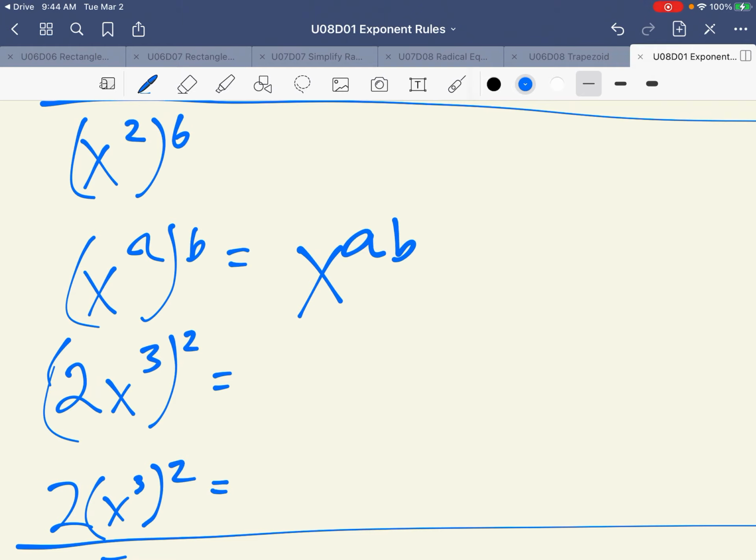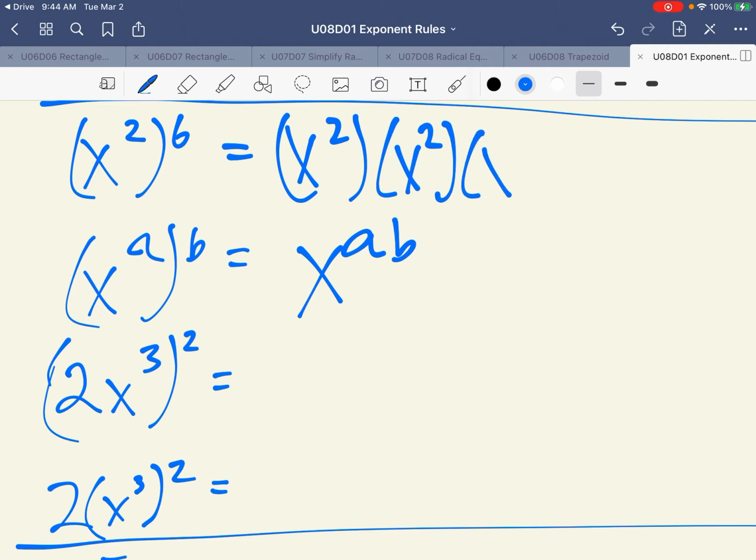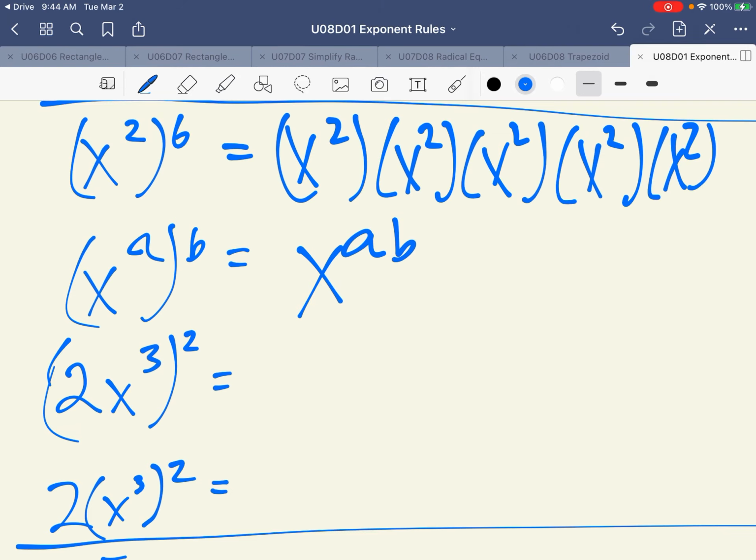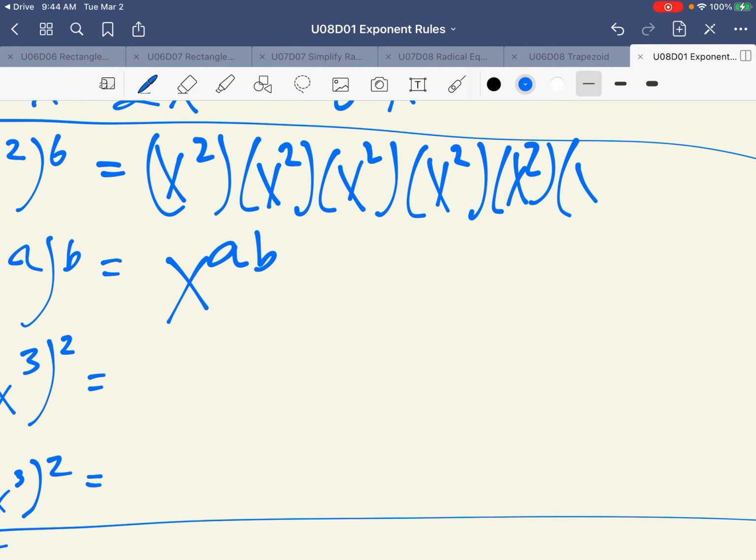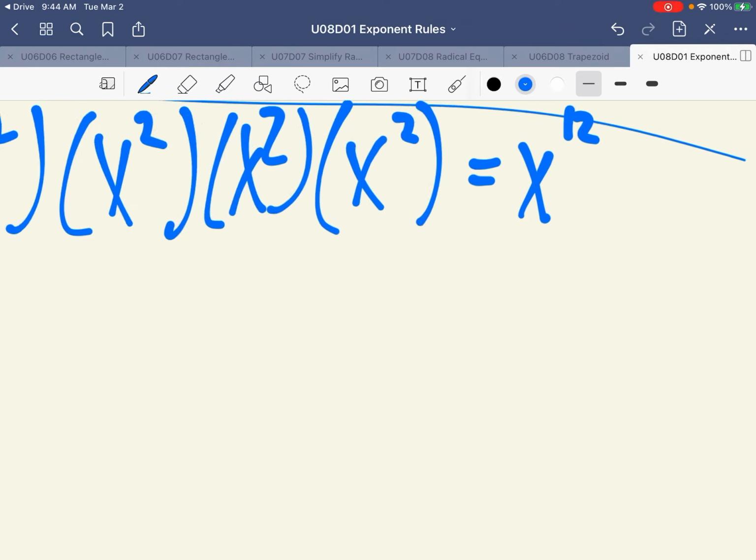Just for clarification on why that is, let's say we had x to the 2nd, I'm sorry, x to the 2nd to the 6th. We would get x to the 2nd 6 times. That's 1, 2, 3, 4, 5, 6. And based on the product rule, we would add them all up and we'd get x to the 12th, which is, of course, equal to 2 times 6.